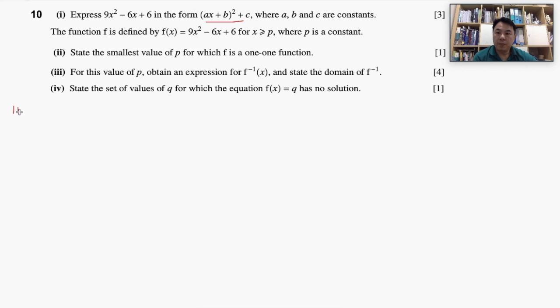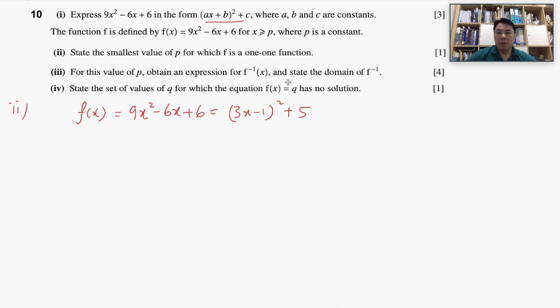Number 2. The function f is defined as this, which is exactly the same as this. The only difference is x is greater than p, where p is a constant. Now, the smallest value of p for which f is a one-to-one function. As usual, I'm going to rewrite f, and I'm going to use the previous result that I have. This can be written as (3x minus 1) squared plus 5. Yeah, that's how it looked like. Let me see whether that's correct.